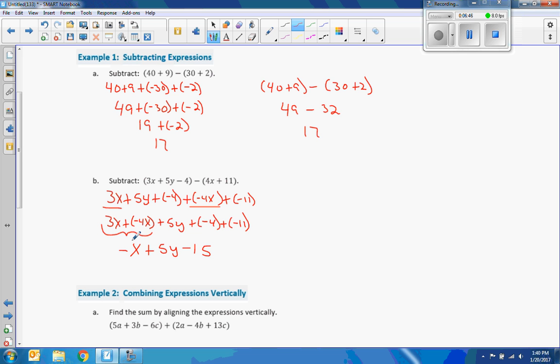This is the answer. There is nothing more we can do. We can't add x's to y's, and we can't add constants to variables. This is now a three-termed expression called a trinomial.